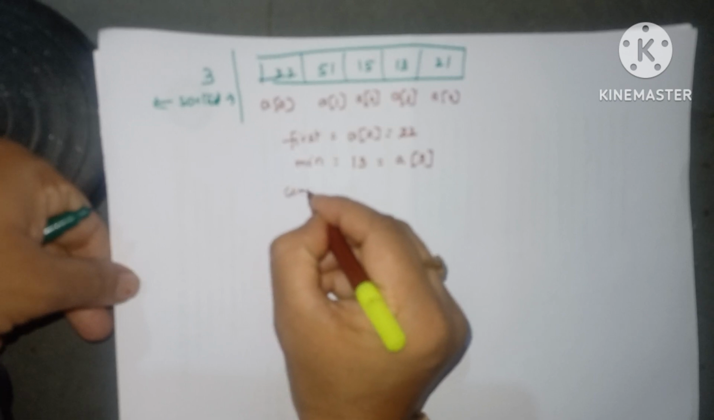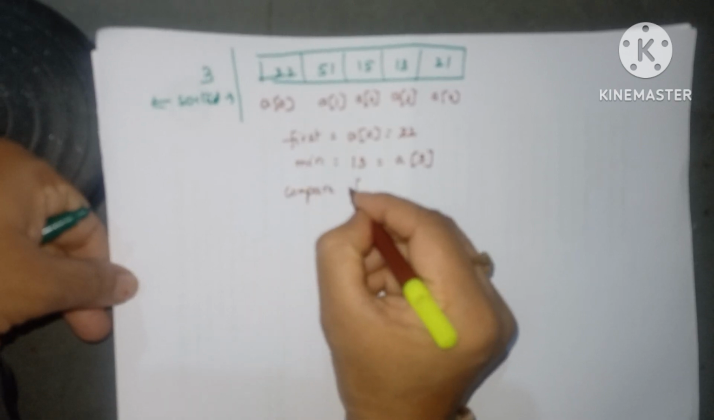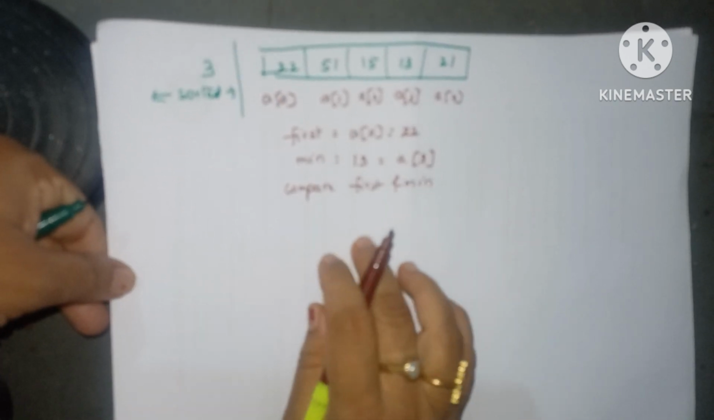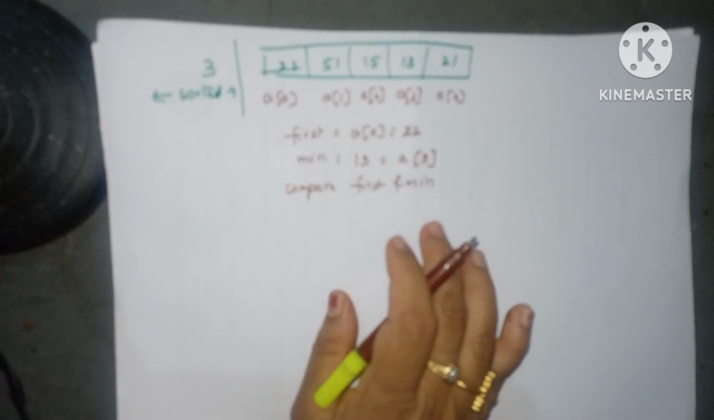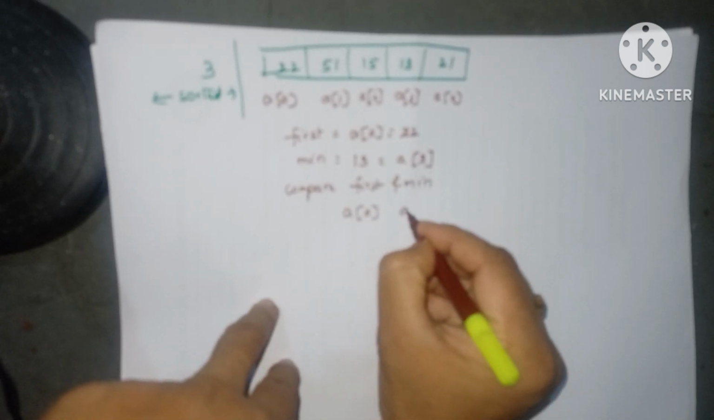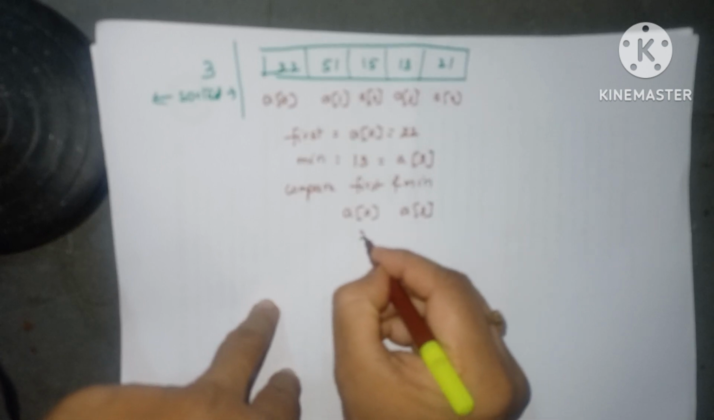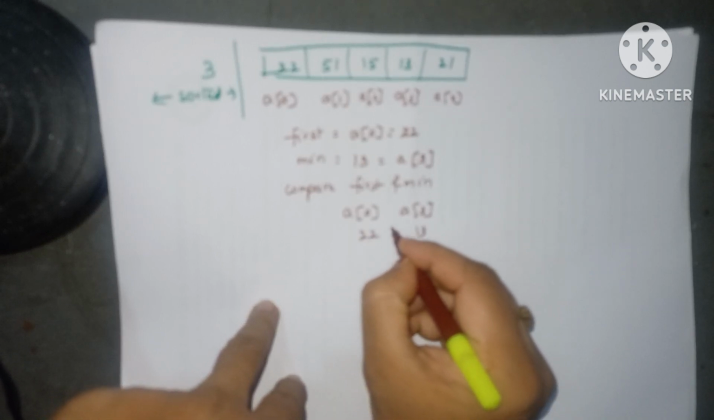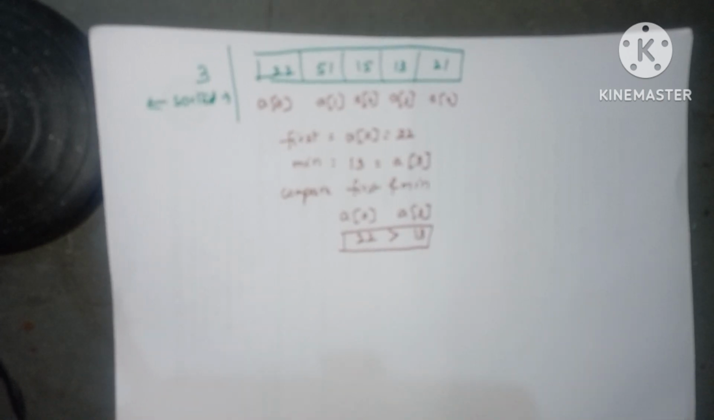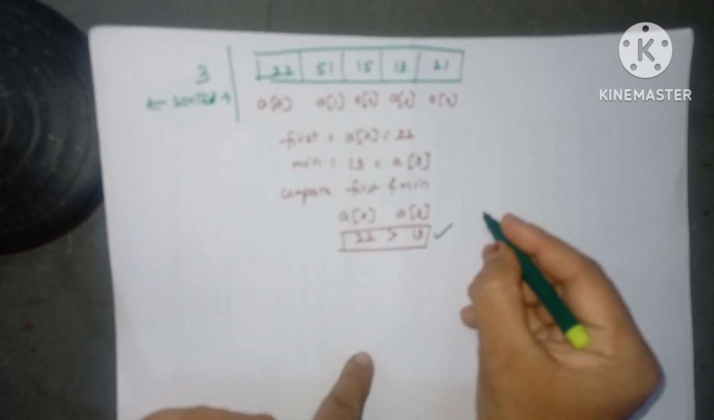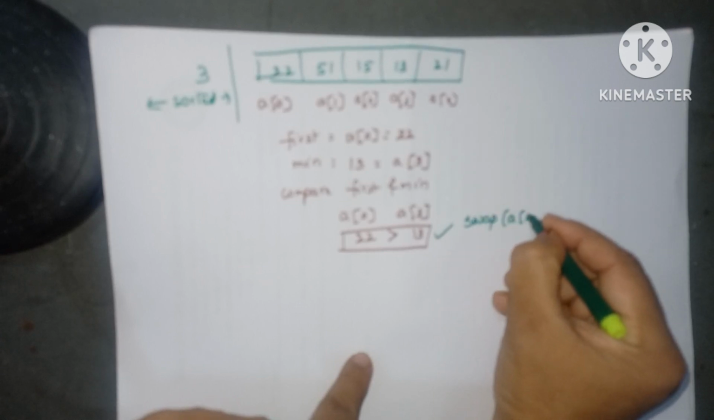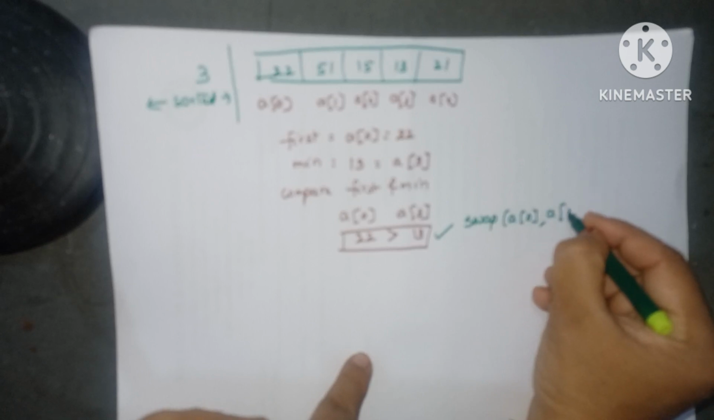Again compare. Which elements do you have to compare? Compare the first element and the minimum element. The first element is always smaller than the next elements because it is in the order. So compare A of 0 and A of 3. A of 0 is 22, A of 3 is 13. 22 is greater than 13. Whenever the A of 0 value is more than the A of 3 minimum value, just swap it. Swap the A of 0 position and A of 3 position.